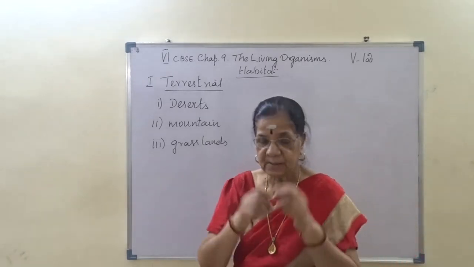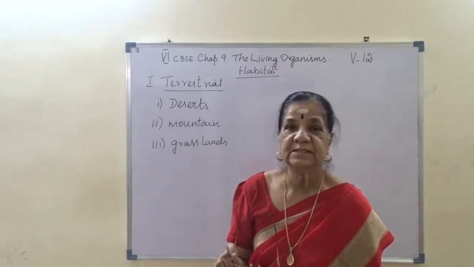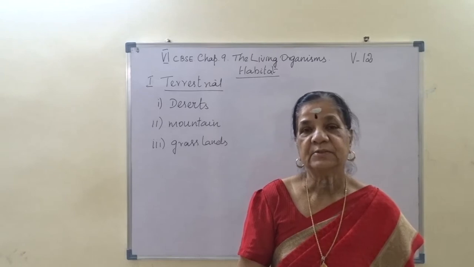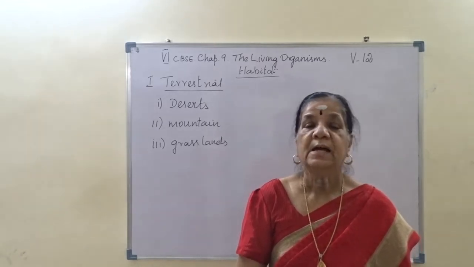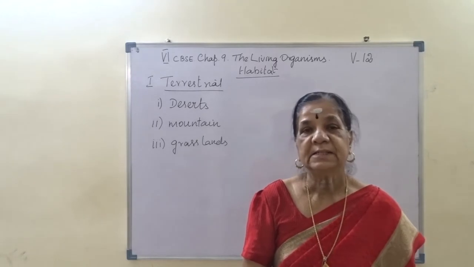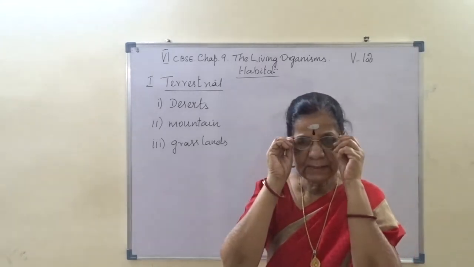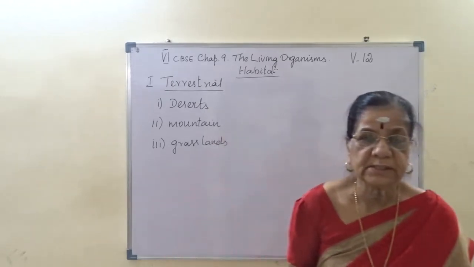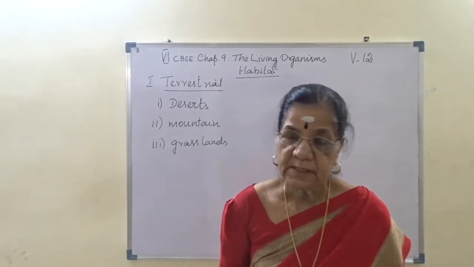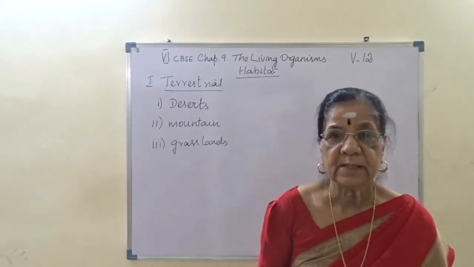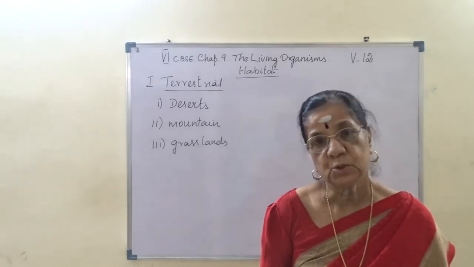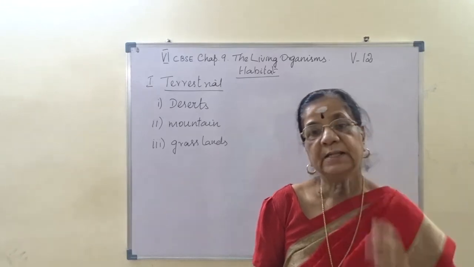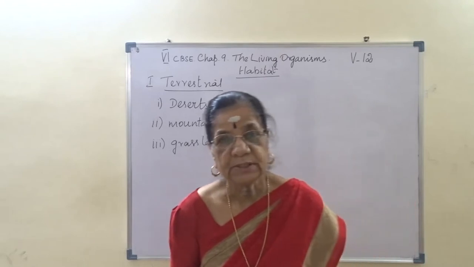Now, this habitat, I have already given an introduction. In that, we have aquatic habitat and terrestrial habitat. Aquatic habitat is divided into freshwater habitat and marine water habitat. Marine water habitat means seas and oceans, whereas freshwater means river, pond, pool and lakes, they are all freshwater habitat.